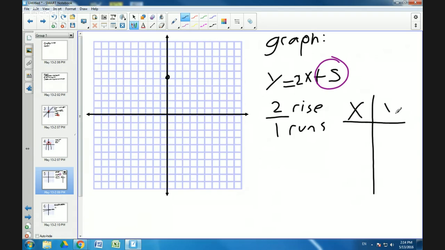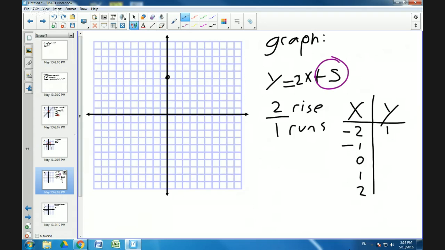We will start off with x values of -2, -1, 0, 1, and 2. At -2, we plug it in, getting -4 plus 5, which equals 1.